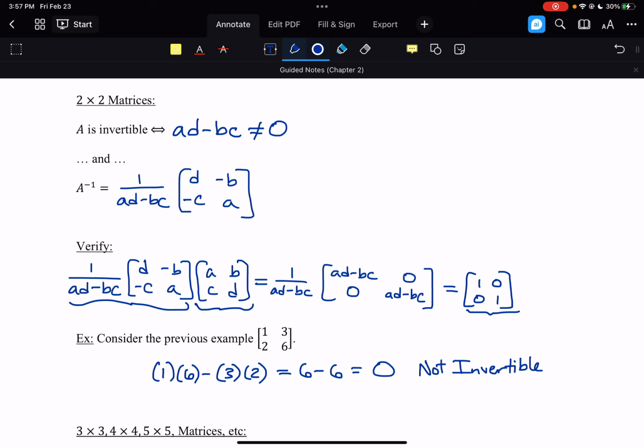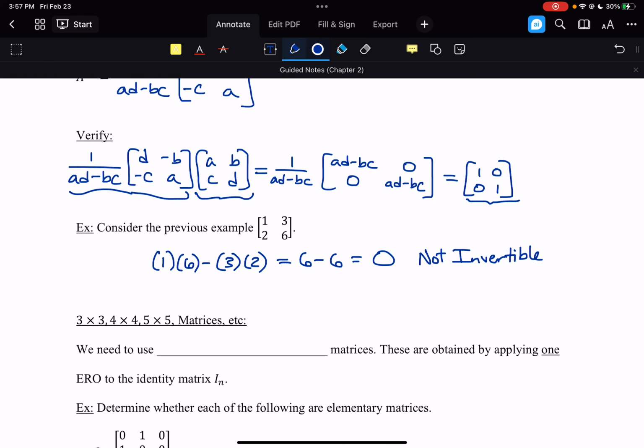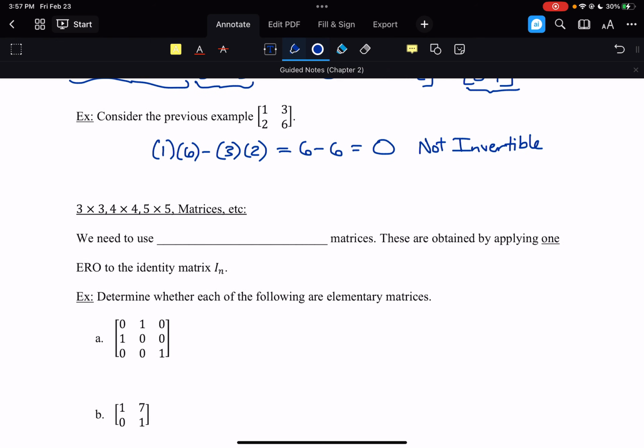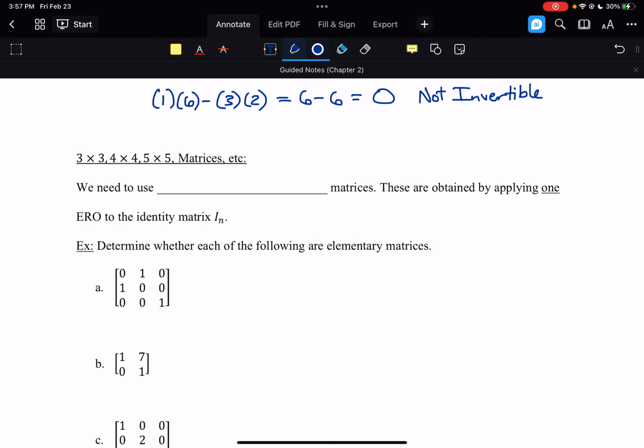Now, as soon as we move above 2 by 2, the process gets a little more complicated. So in order to determine the inverse for a 3 by 3, 4 by 4, etc., larger matrix, we need to use what are called elementary matrices. These elementary matrices are obtained by applying one ERO to the identity matrix.